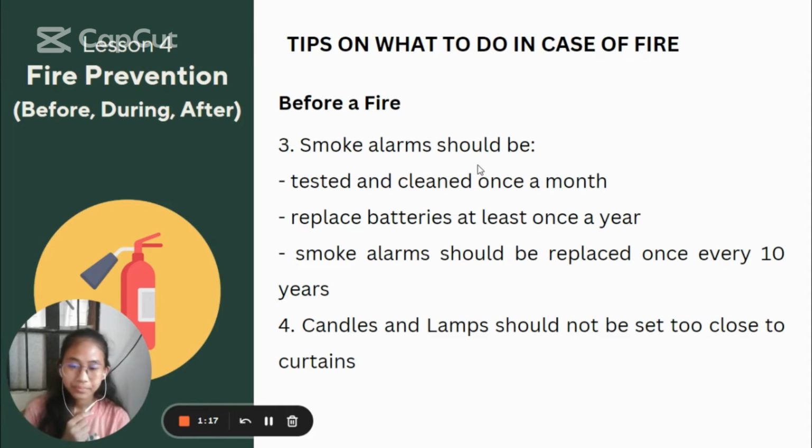Number 4, candles and lamps should not be set too close to curtains, since curtains can easily catch fire and the fire spreads quickly.